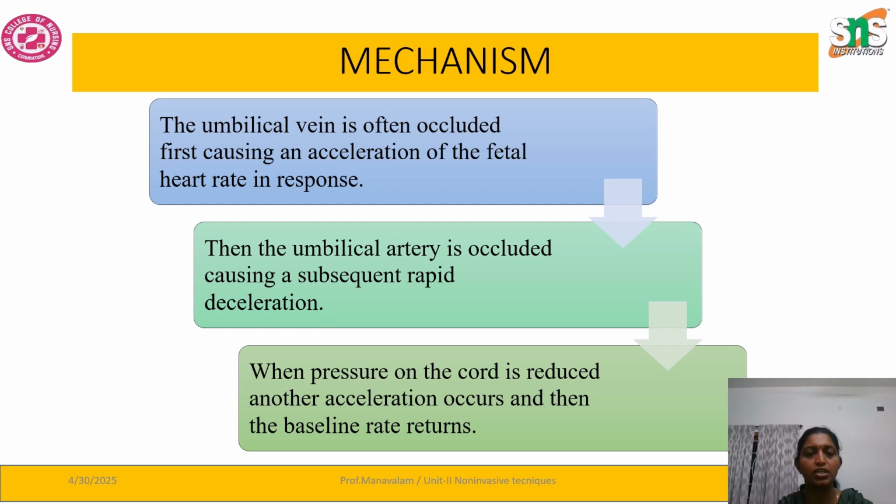Whenever the pressure over the cord is relieved, there is automatically an acceleration, and the baseline fetal heart rate is recovered back. This is the mechanism behind the acceleration and deceleration process.